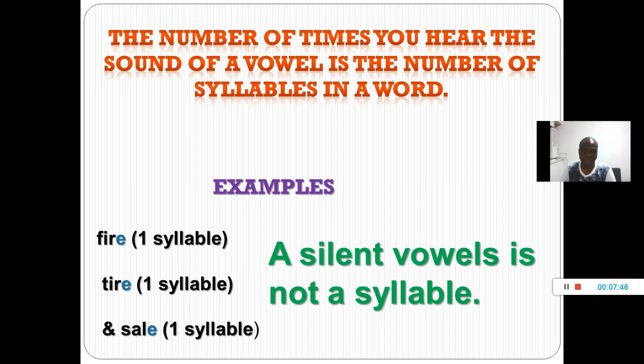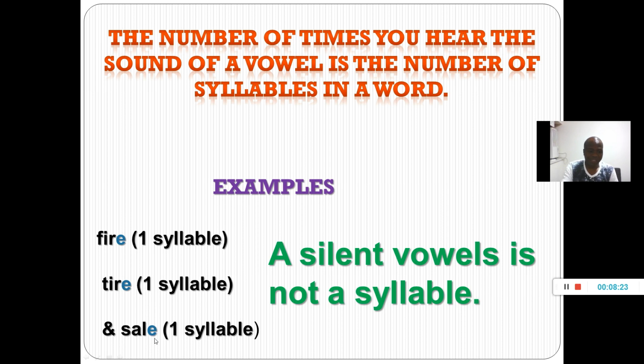We have a word like fire. If you look at the word fire, you can see that it's only one syllable. Why? You realize that I-R-E form a team vowel, and it makes the sound "ear", like the sound of your ear. Fire, ear. And you also have tire. So you see that it also makes one syllable because I-R-E blend together to form a single sound.